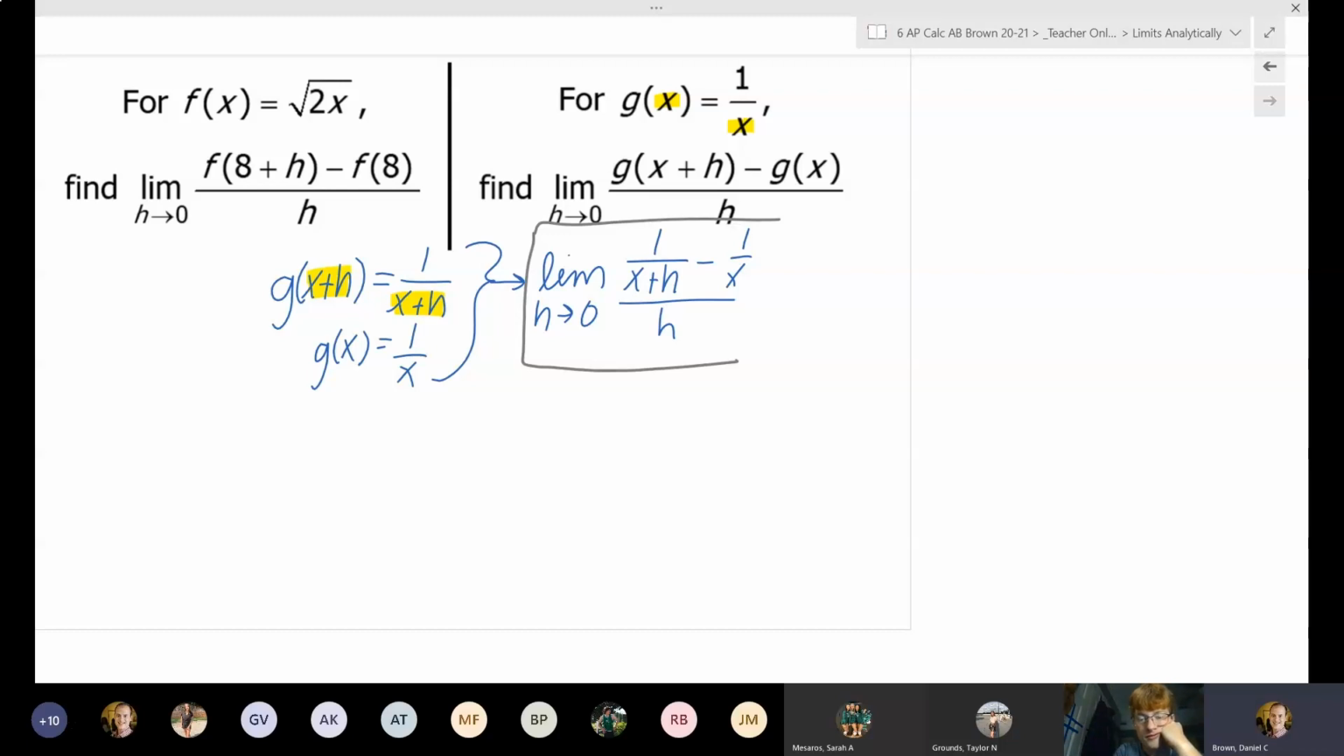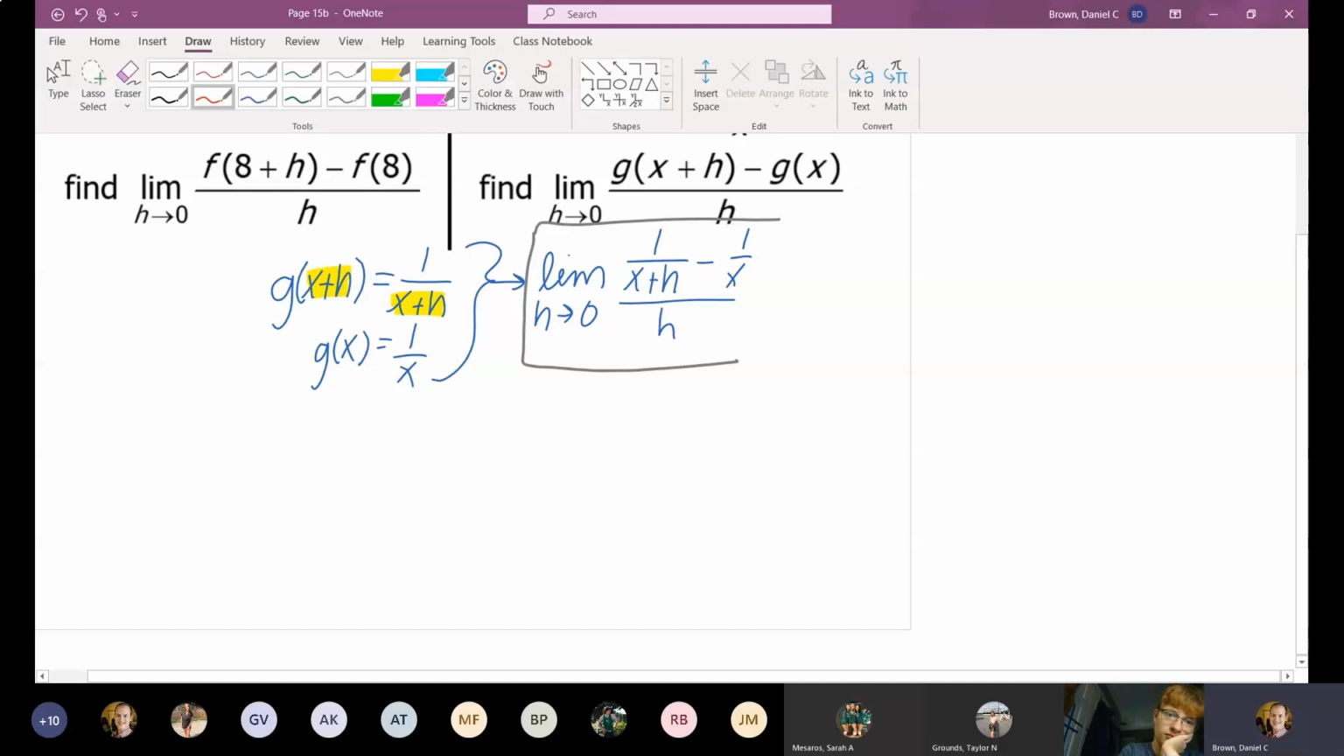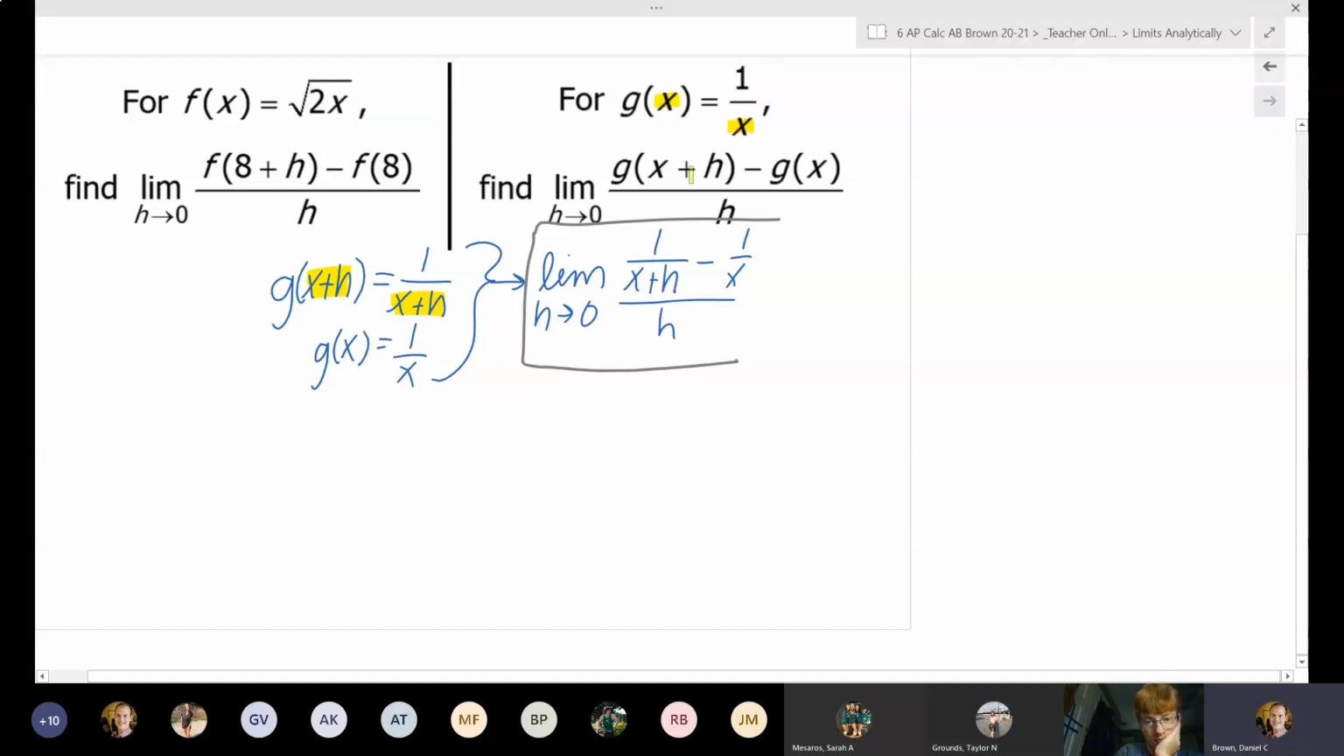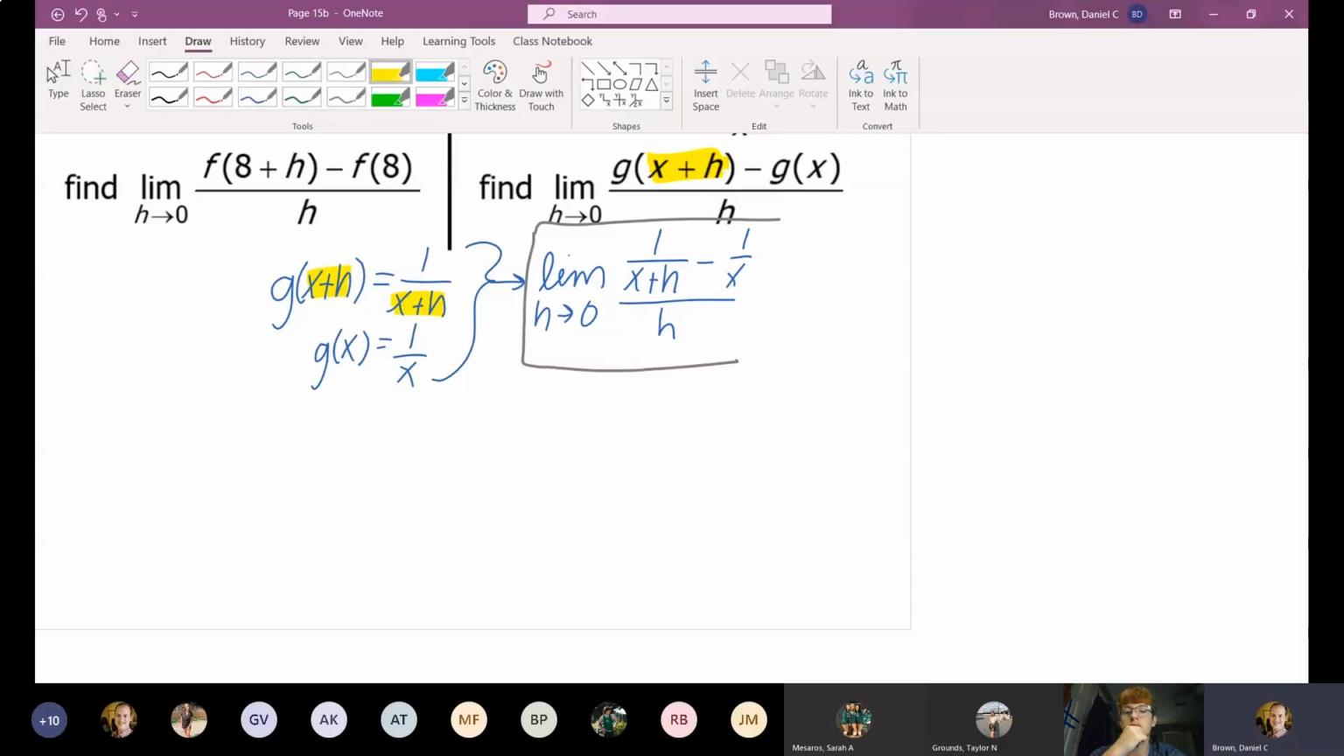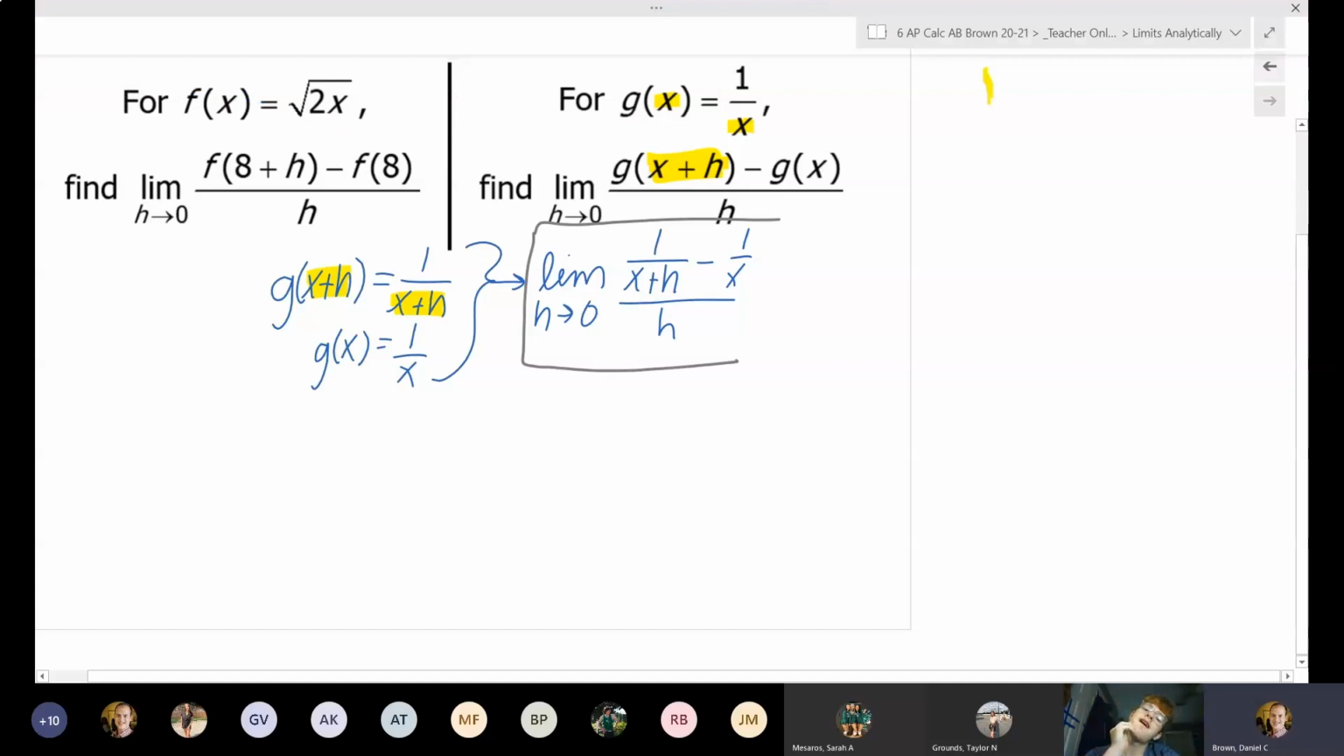So setting this one up, we have g of x is 1 over x. So this first part, when I want to find g of x plus h, that tells me every time I see an x, instead of writing x, I am going to write x plus h first instead of it. So g of x plus h is going to be 1 over x plus h. Notice that is not saying 1 over x and then plus h out to the side. That's going to be 1 over the x plus h.